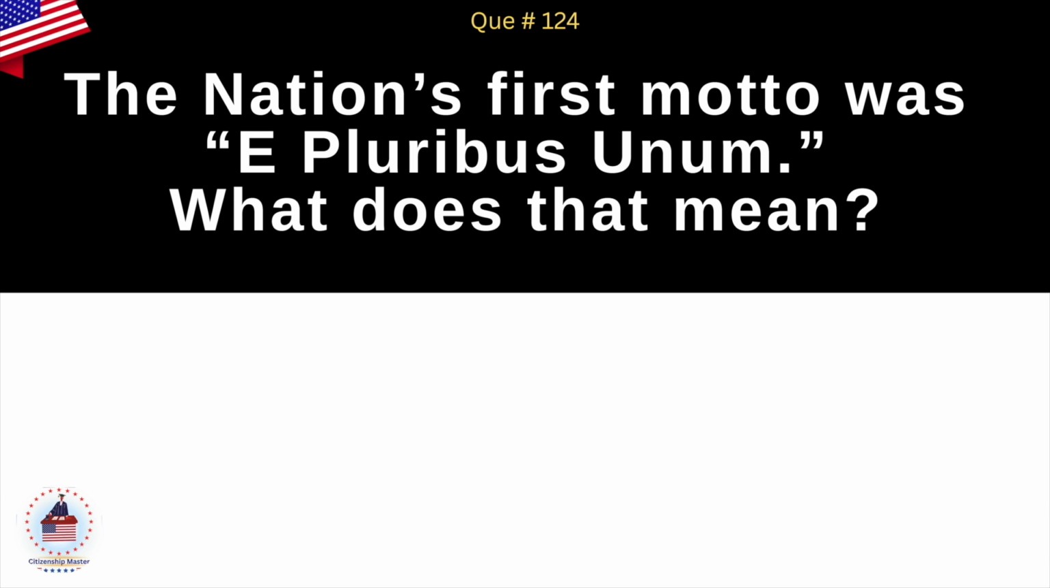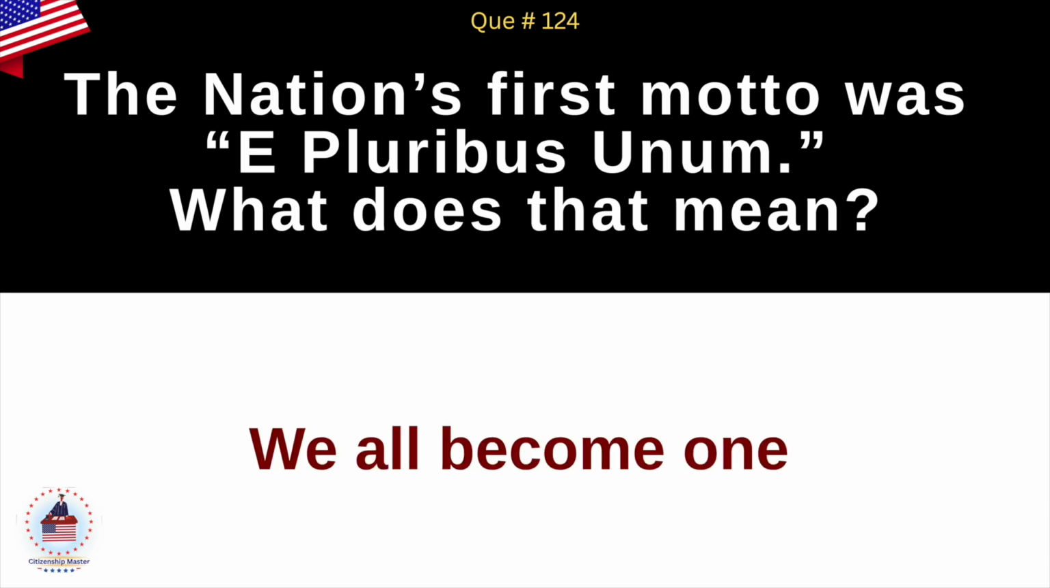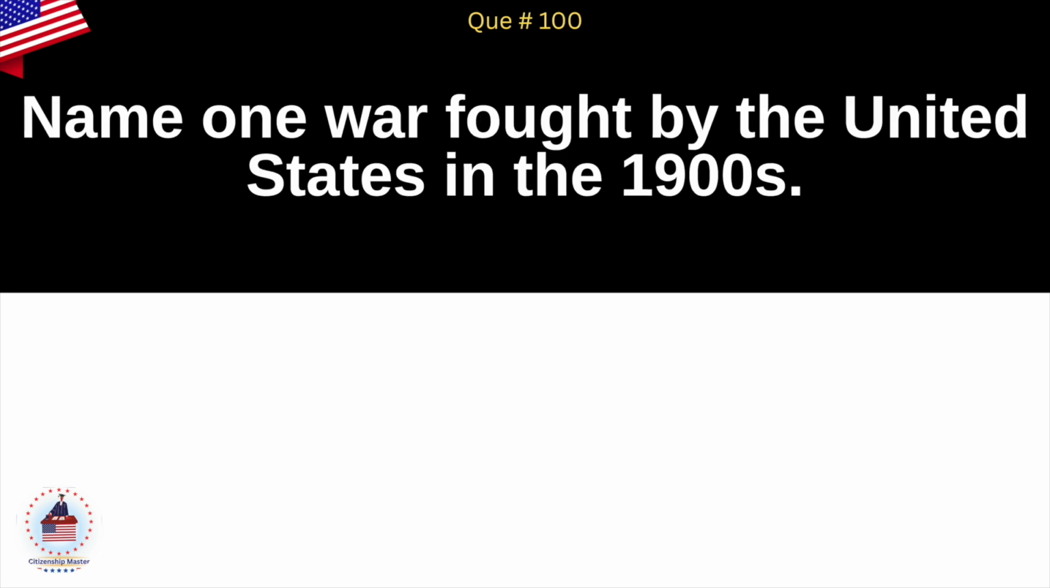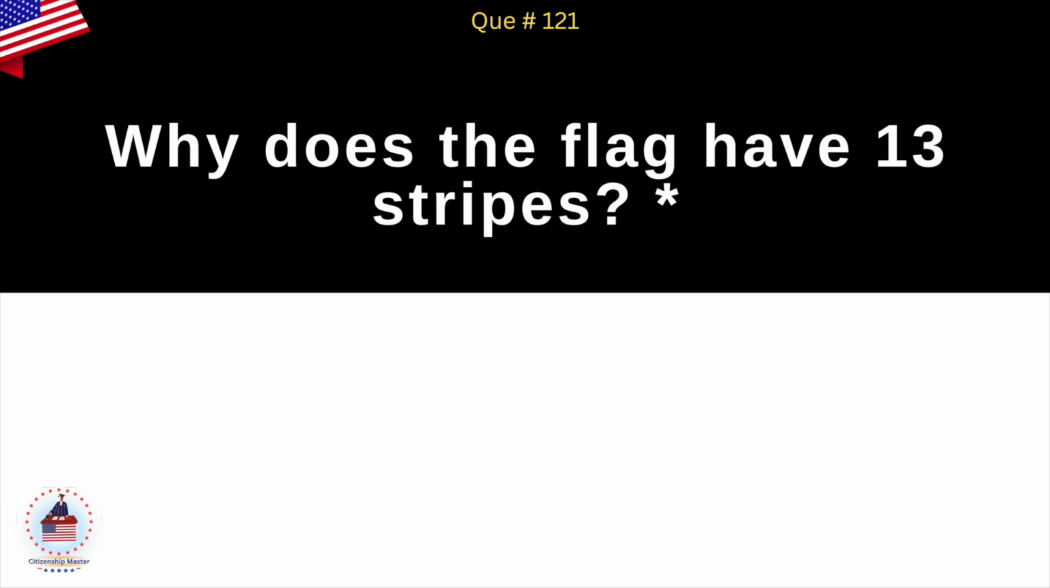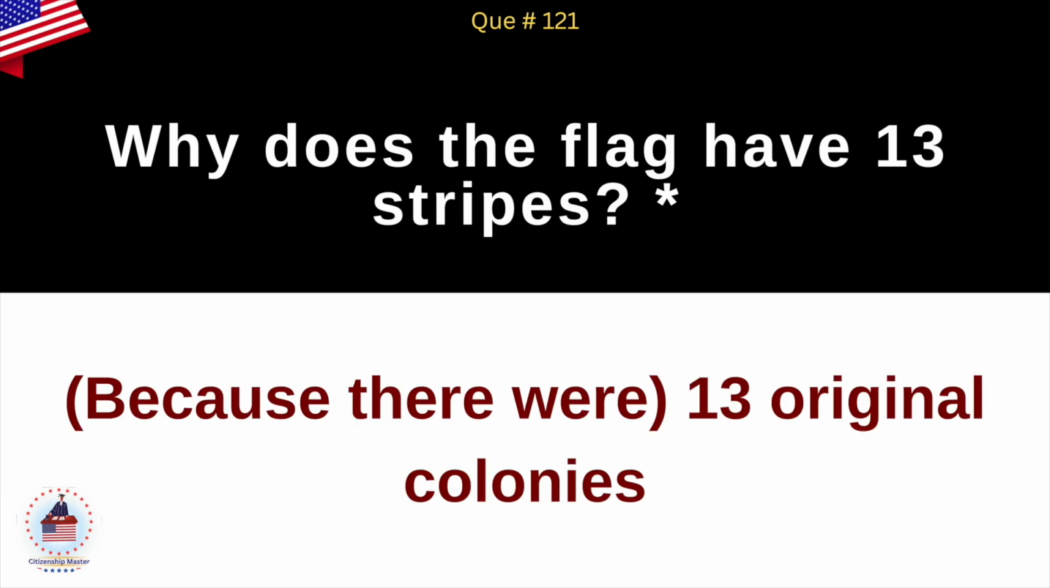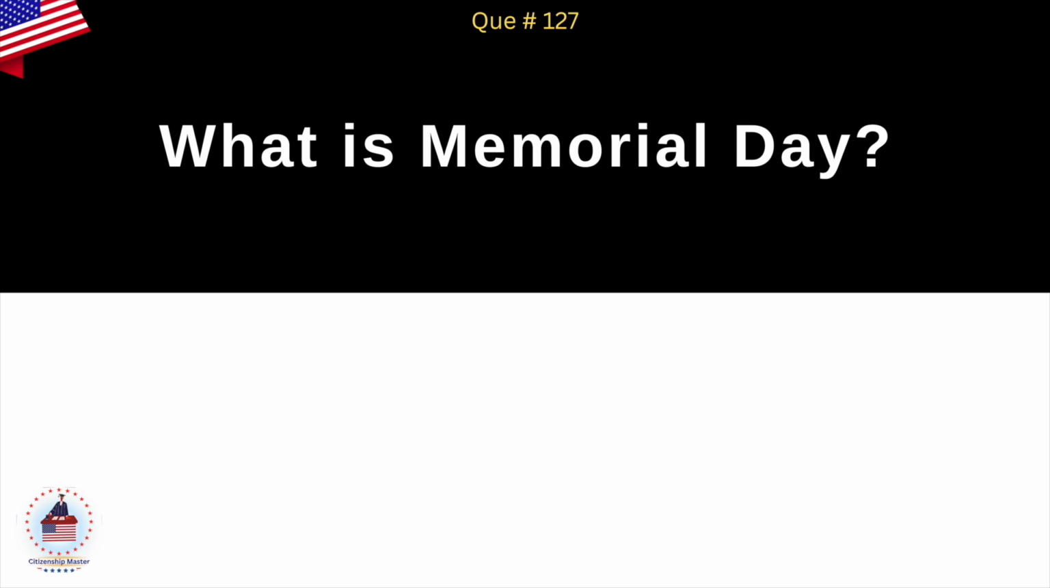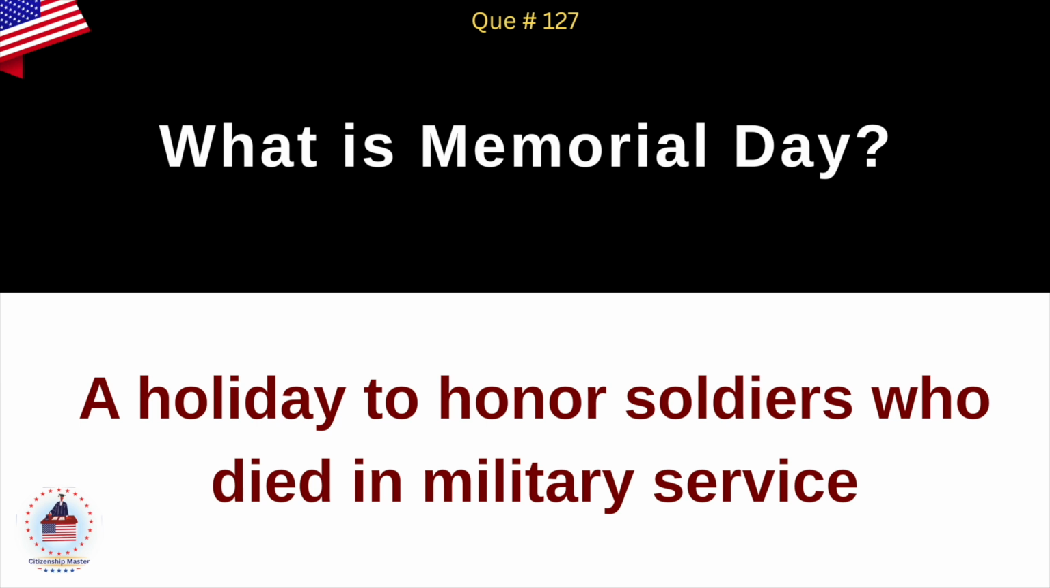The nation's first motto was E pluribus unum. What does that mean? We all become one. Name one war fought by the United States in the 1900s. World War I. Why does the flag have 13 stripes? Because there were 13 original colonies. What is Memorial Day? A holiday to honor soldiers who died in military service.